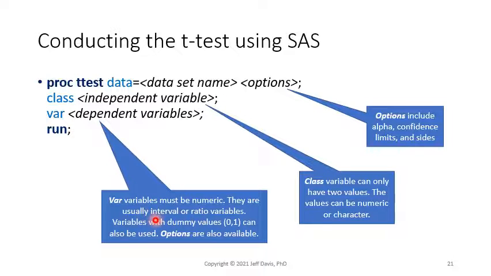They're usually interval or ratio variables, but sometimes if you have a categorical variable with dummy values like 0 and 1, you can use that variable. Even though it has only two values, 0 and 1, you can use that to set up variables that look like proportions. And then you have other options available here, but again, we're going to just run with the simplest setup.